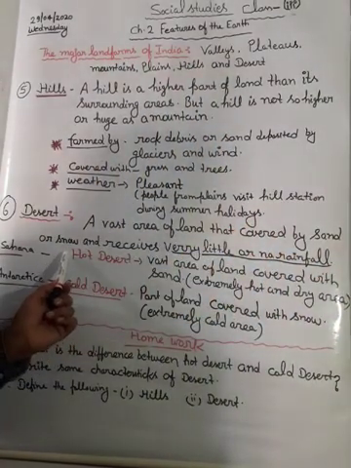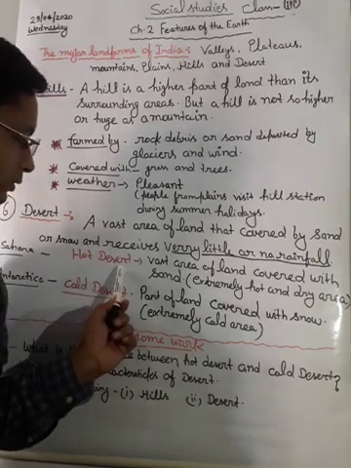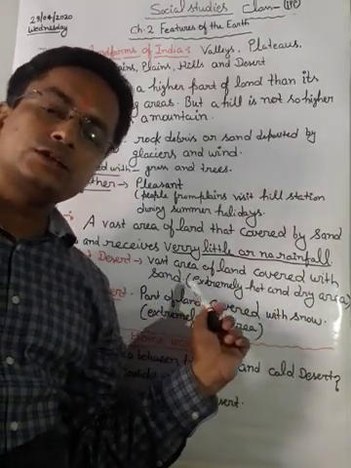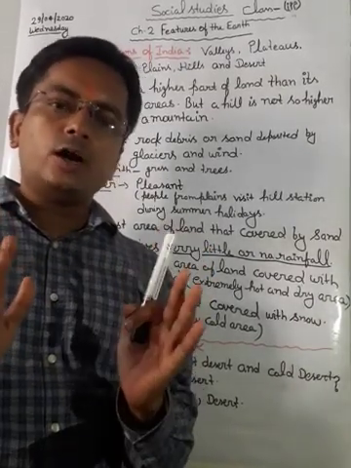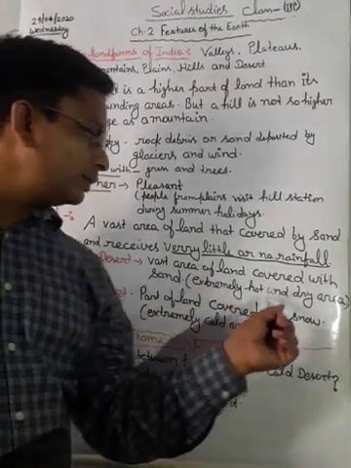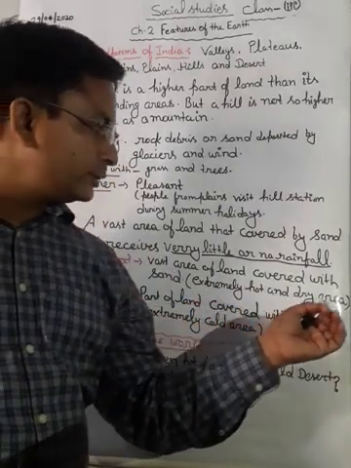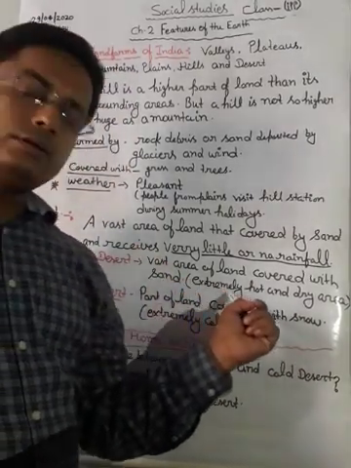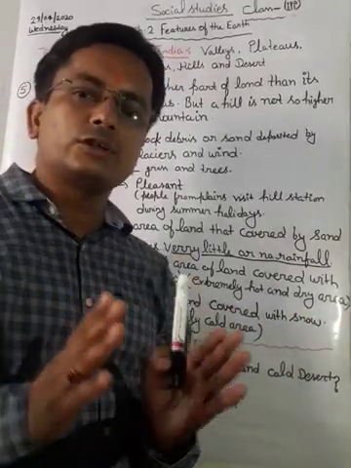Yes, students, there are two types of desert. First one is hot desert. A vast area of land covered with sand. The area of land which is covered by sand is called a hot desert, and the temperature is extremely hot and dry because of less water.